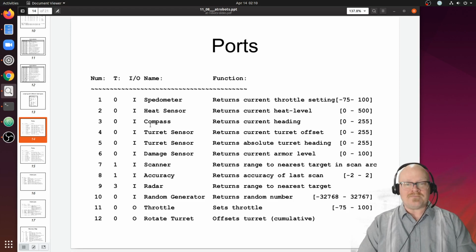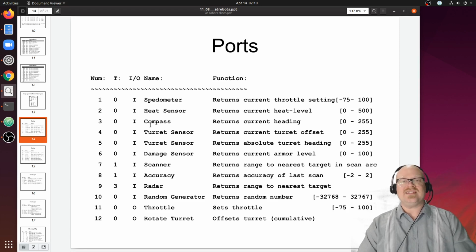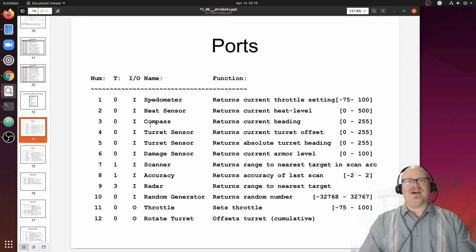There's a compass port, which returns the current heading of the robot. Remember that in AT Robots, directions are based on a 256-degree circle, and 0 degrees is due north of your screen. So when you get your current robot's heading, it'll be a number between 0 and 255.